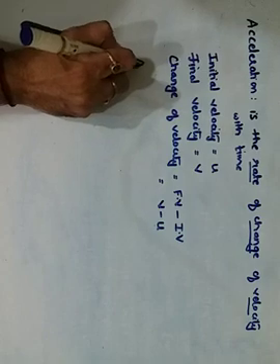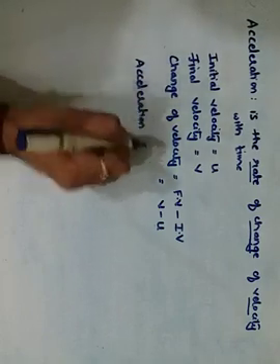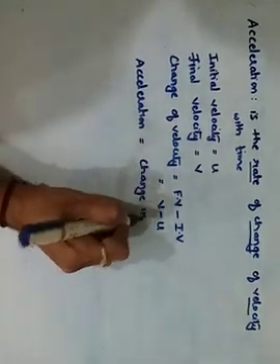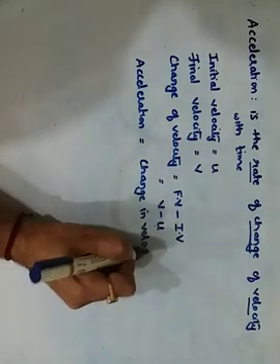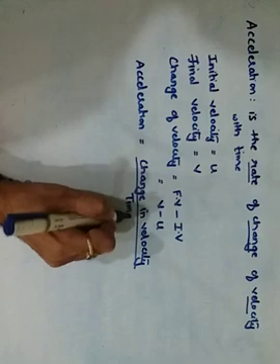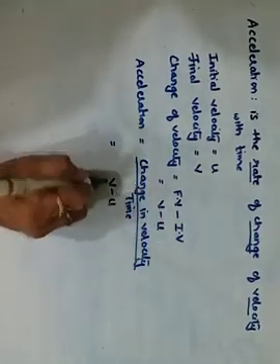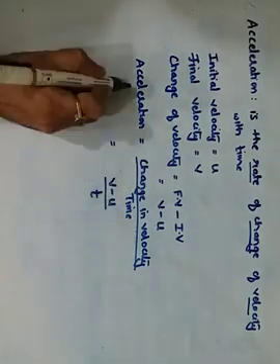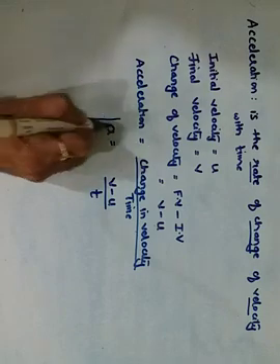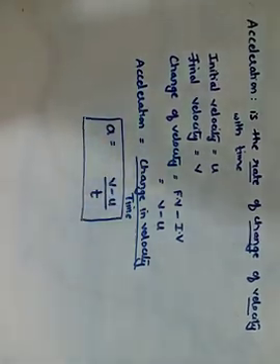That means acceleration can be written as change in velocity with respect to time. Your change in velocity, just now we have proved, is v minus u, and the time is denoted by t. For acceleration we use the letter a, small a. So this is your derivation for acceleration, that is a equals v minus u upon t.